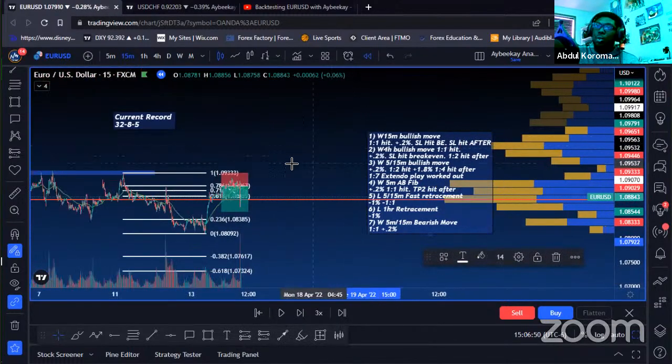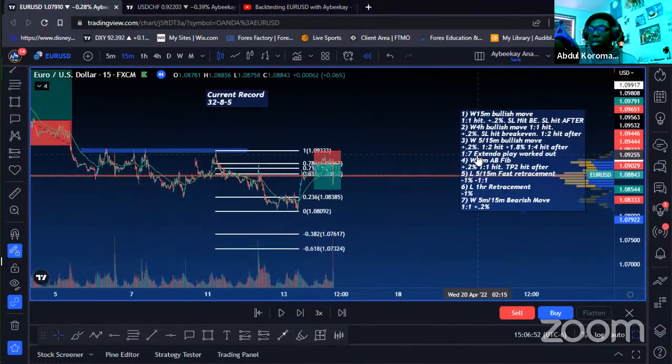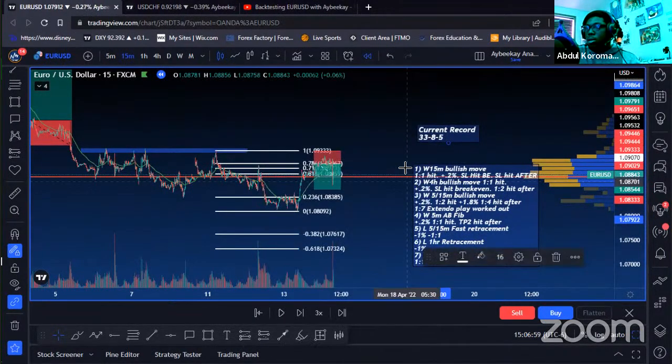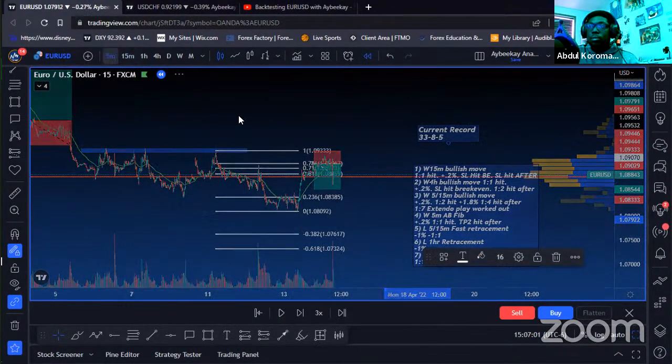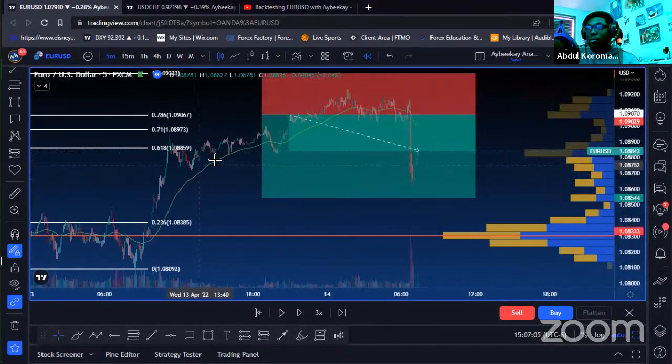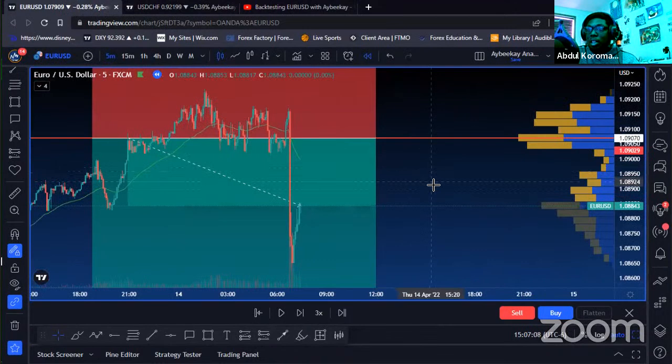Let's see if I think 1-to-1 is going to get hit. So stop loss is at break even. Record is 33, 8, and 5. Actually, yeah, this is definitely a 5 to 15 minute, or it's more of a 15-minute than it is a 5.